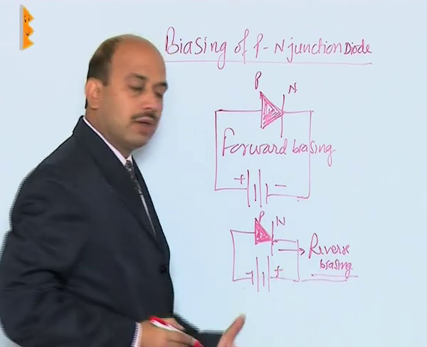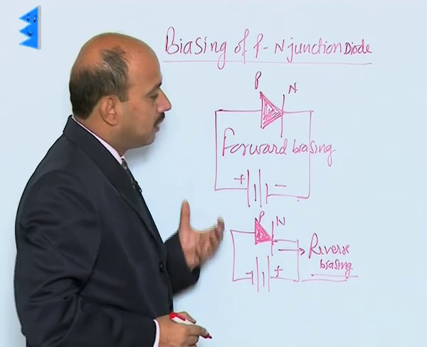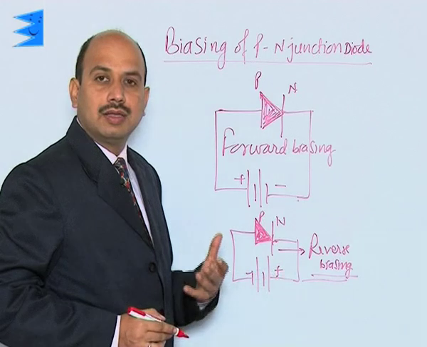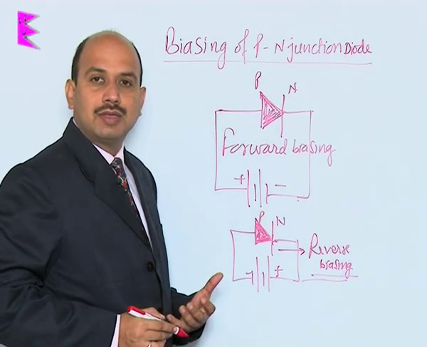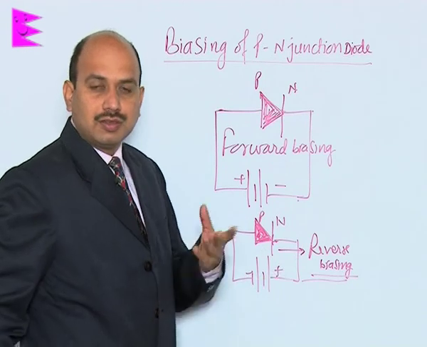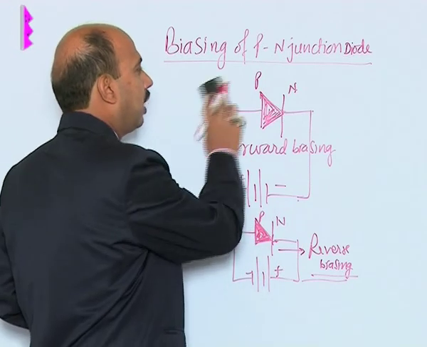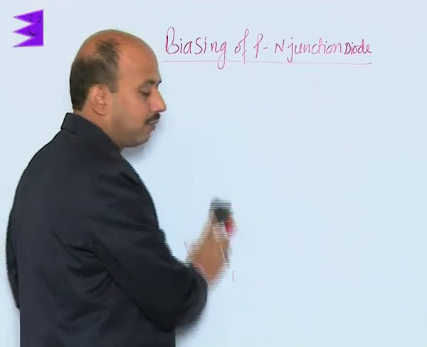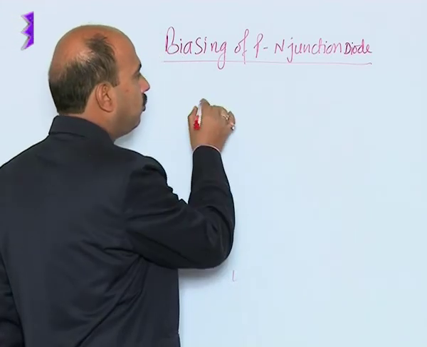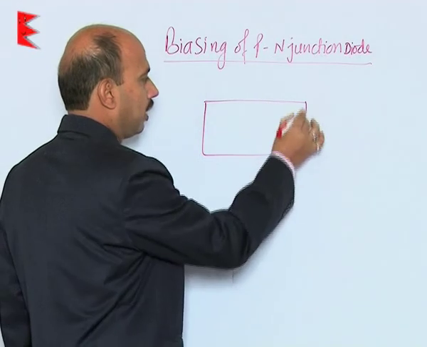So now we will look at the variation of the current in forward biasing and in reverse biasing. How does a diode work in forward biasing and in reverse biasing? Let us understand the working of the PN junction diode in forward biasing first. So what happens in forward biasing? Suppose you have taken a PN junction diode like this.